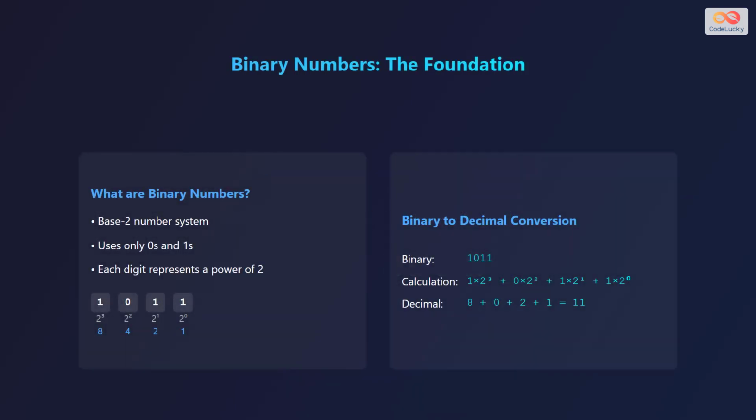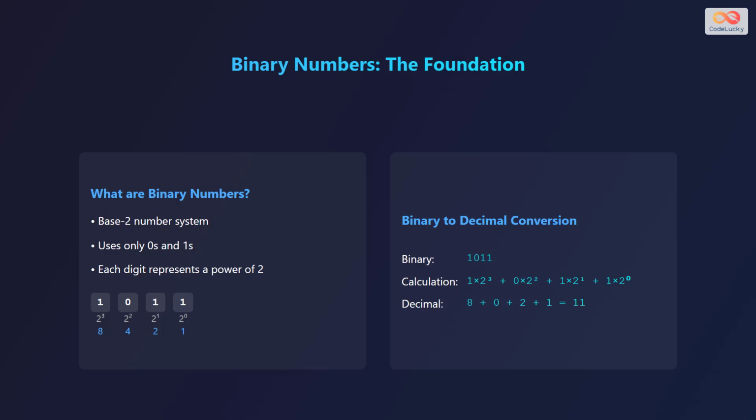Let's begin with the basics: binary numbers. The binary number system is a base 2 number system, meaning it only uses two digits, 0 and 1. Each digit in a binary number represents a power of 2. Consider the example here, the binary number 1011. The rightmost digit represents 2 to the power of 0, which is 1. The next digit represents 2 to the power of 1, which is 2. Then 2 to the power of 2, which is 4, and 2 to the power of 3, which is 8.